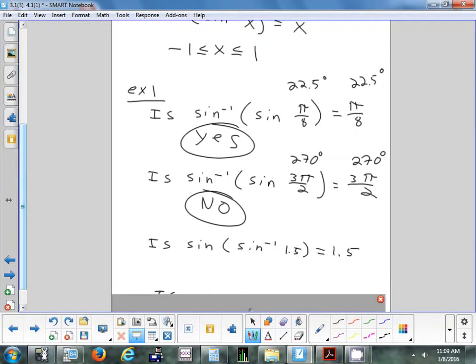Now we're switching. This one is like 2b. Regular sine on the outside, inverse on the inside. When my inverse is on the inside, Emily, what are the two numbers I have to be between? -1 and 1. Am I between -1 and 1? No. So this one does not work. That's all you have to write. No.